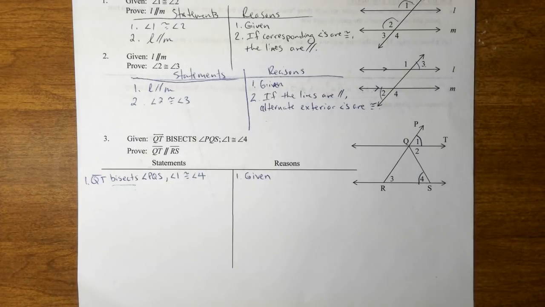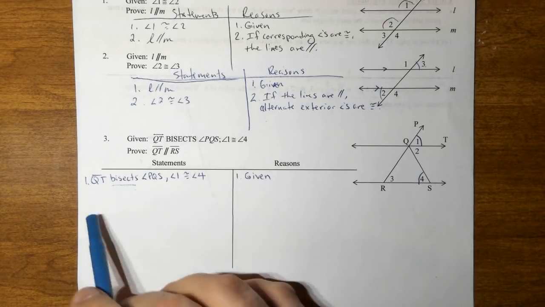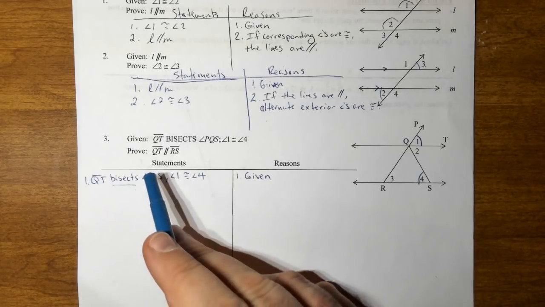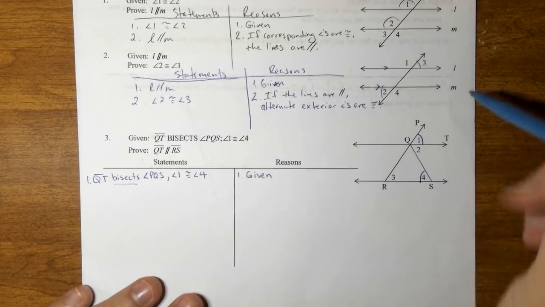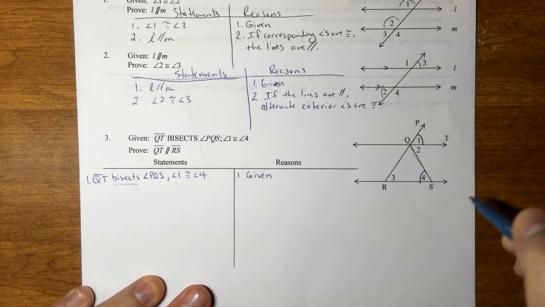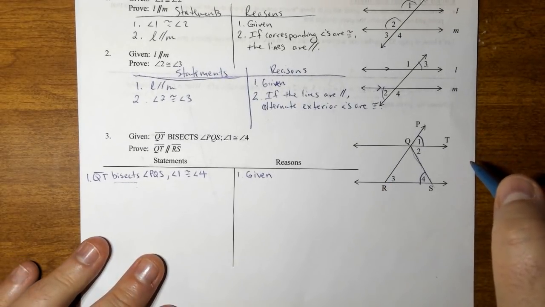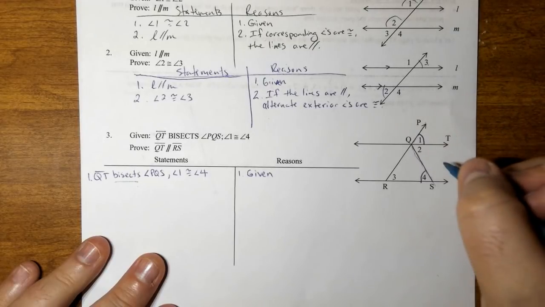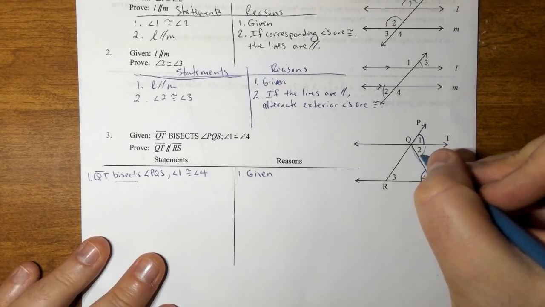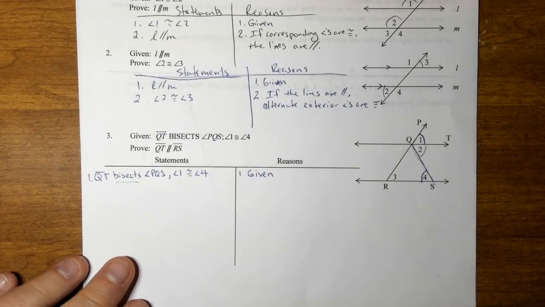So if I cut a watermelon, right? Or I bisect a watermelon, what gets cut? Okay, the watermelon. So if QT bisects angle PQRS, what's going to get cut? The angle PQRS. So here's PQRS right here. And if I cut it in half, all right, then that means that I'm going to get two equal angles. It's going to be angle 1 and angle 2. These two angles are going to be equal.